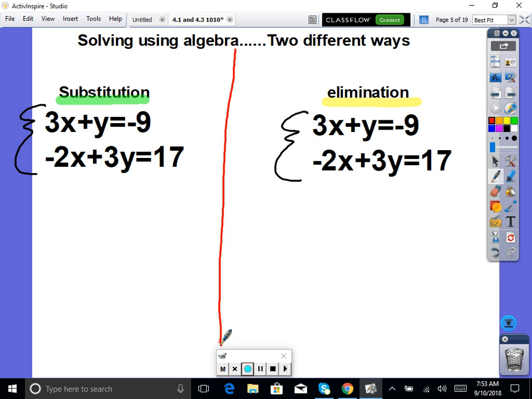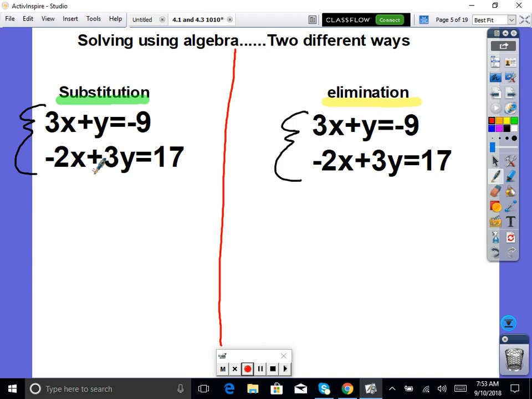Okay, so here's substitution. Notice it's solving the same equation. We're just going to do it two different ways. So solving by substitution, what you're going to do is substitute in a variable. You're going to get one of the variables, either x or y, right here, or x or y down here. You're going to get one of those alone, meaning you want it to be x equals or y equals.